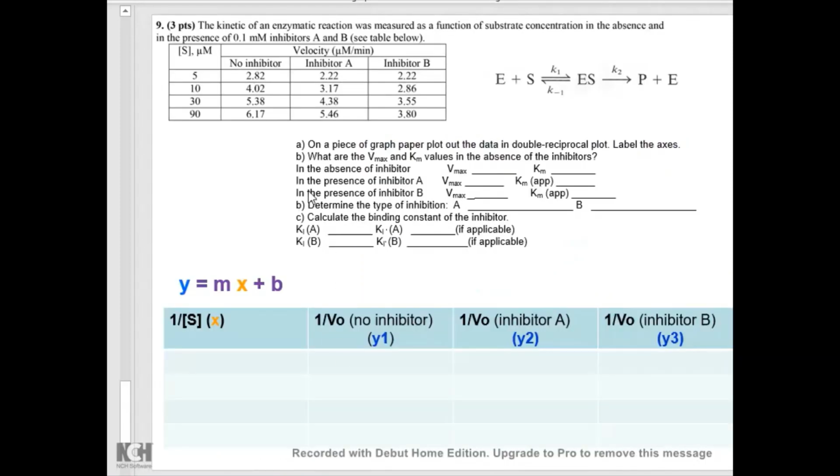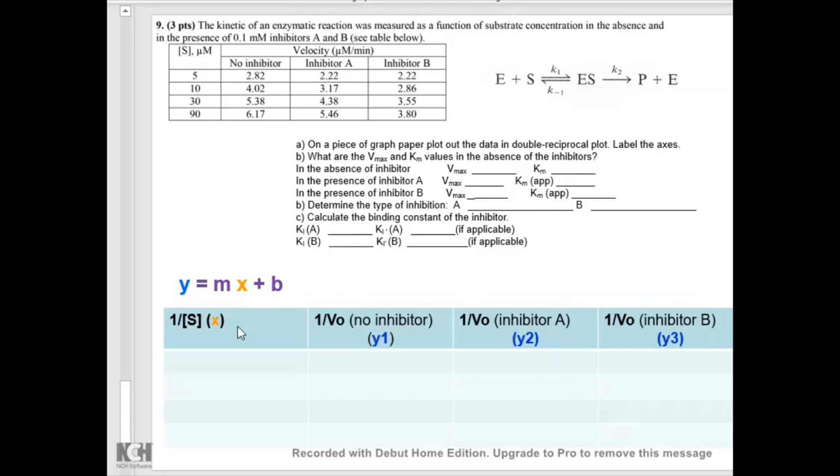Okay, now the first step to plot the data is to convert this table into inverse values. In other words, find your 1/x and 1/y. So you basically inverse each number and fill this table for the x, and you do the same for the three reactions: in the absence of inhibitor, in the presence of inhibitor A, and in the presence of inhibitor B. So there are 3 reactions. You will eventually end up with 3 lines. And then there is a bunch of questions to answer about this plot.